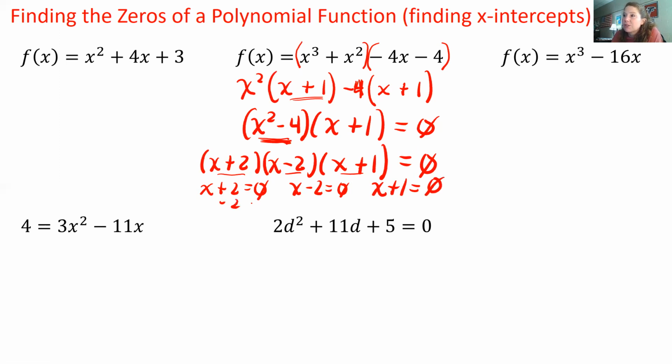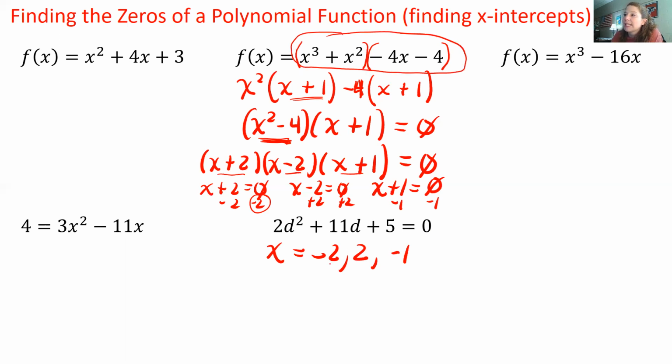So I'm going to subtract 2. I would add 2. And I would subtract 1. So x could either be -2 or +2 or -1. Okay? So if, back in my original expression, my polynomial, I plugged in any of these 3 for x, I'm going to get a value of 0.